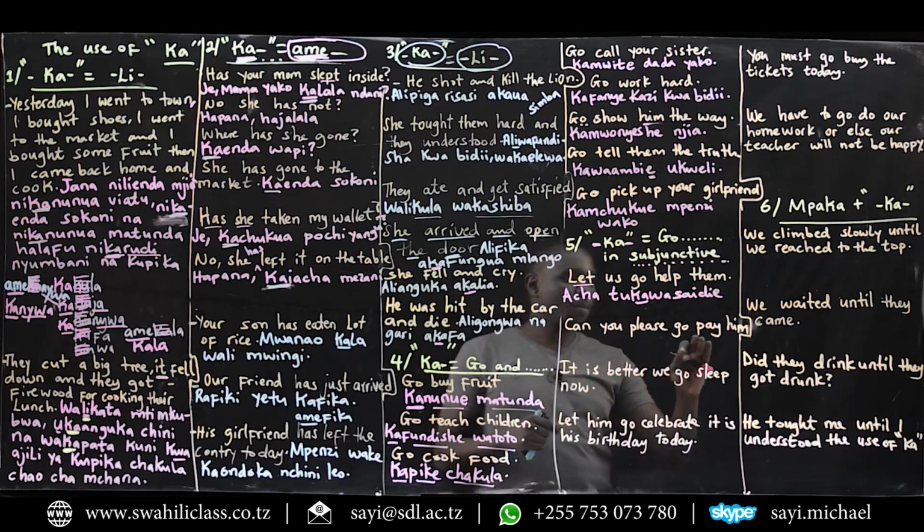Can you please go pay him? Please. So once you have please, you say, naomba. So this is a polite sentence. Naomba. Can you please go pay him? Naomba ukamlipe. So lipa is pay, and him is m. You go pay him. You go pay him.